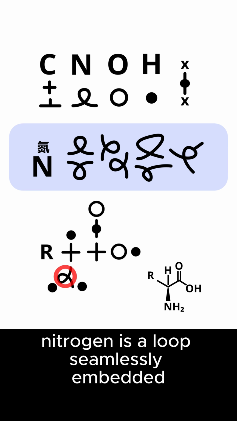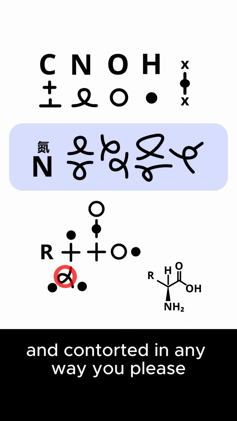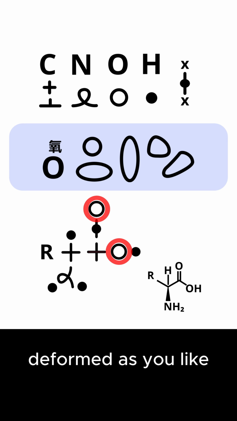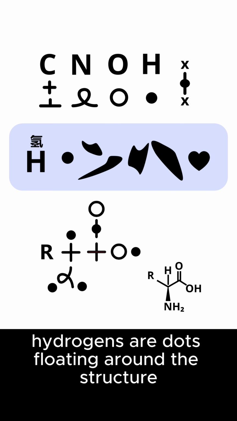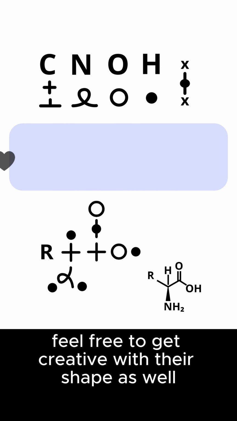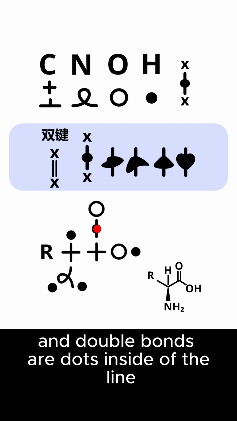Nitrogen is a loop seamlessly embedded and contorted in any way you please. Oxygen is a circle or any enclosed space deformed as you like. Hydrogens are dots floating around the structure. Feel free to get creative with their shape as well. And double bonds are dots inside of the line.